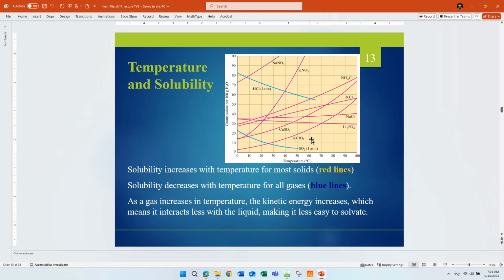Anything on the line, the exact amount on the line, is saturated. And then anything above this line, so at 100 degrees, a supersaturated solution of potassium chlorate in 100 grams of water would be something like 60 grams or 65 or 70. So above the line is supersaturated. On the line, it's saturated. And below the line at a given temperature is unsaturated. At a given temperature for all of those.